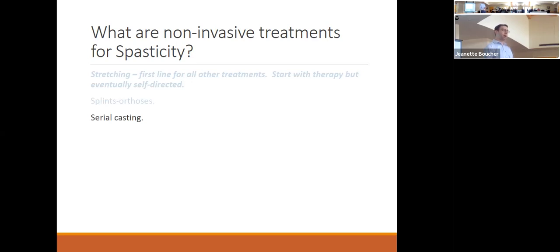Serial casting, not commonly used, but it's an option. It's very intensive. Patients will come in. They'll actually have casts supplied, hard casts like you'd see in a fracture in an orthopedic clinic. And the angle of the joint is set at different angles over time. So this is a little bit more cumbersome, not something I'm typically recommending for folks.